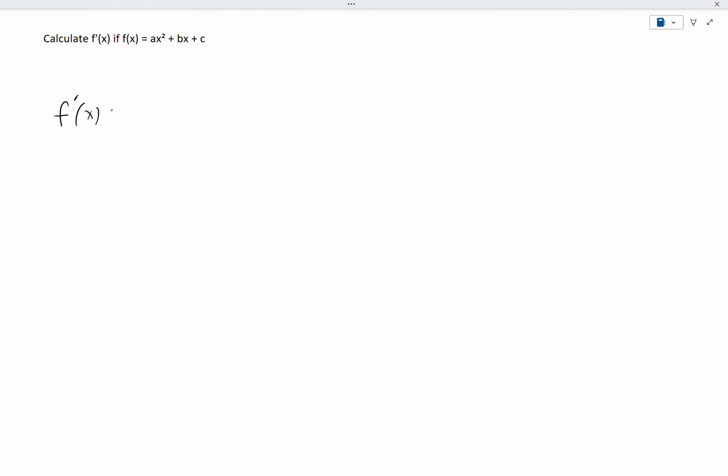f prime of x is equal to the limit as h goes to 0 of f of x plus h minus f of x, all over h. So we're going to be using this definition of a derivative to find the derivative of the function. So I'm just going to plug in some things here to the definition of the derivative.